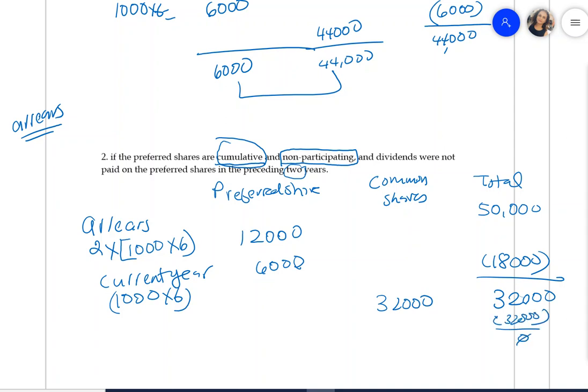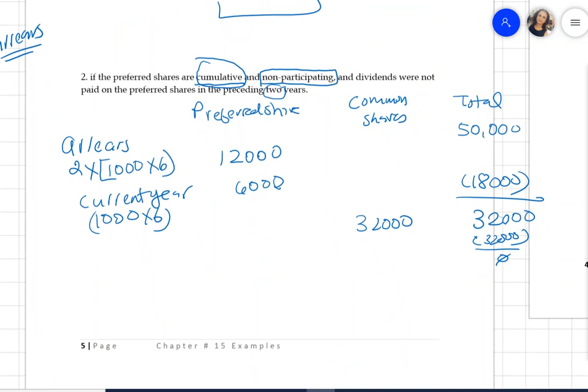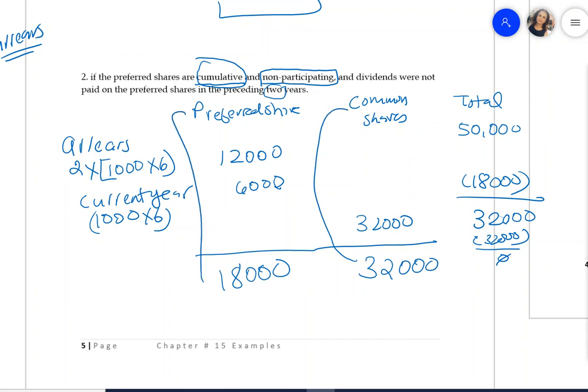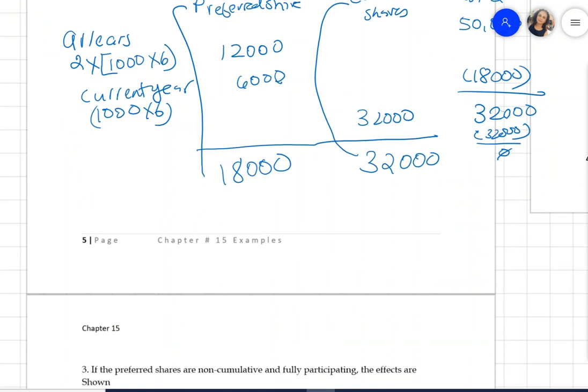So if the company issued a 50,000 dividend, from the 50,000, 18,000 will go to your preferred, and 32,000 goes to your common. So this is how it will be. Now, in this case, the question was saying cumulative and non-participating. So now what we wanted to do is let's change it. What happens in the next example?